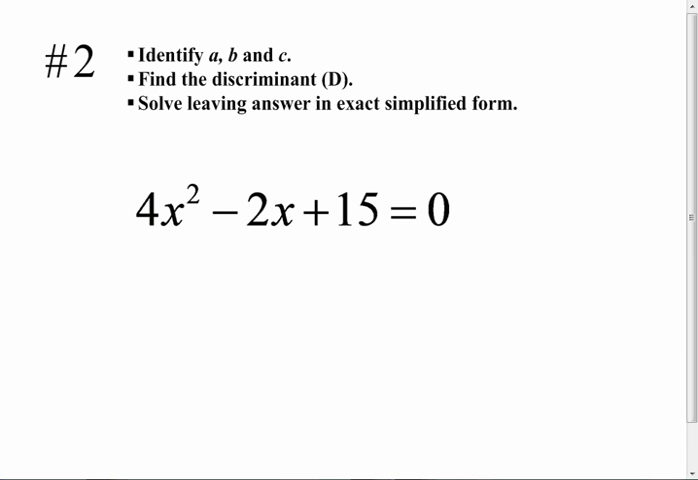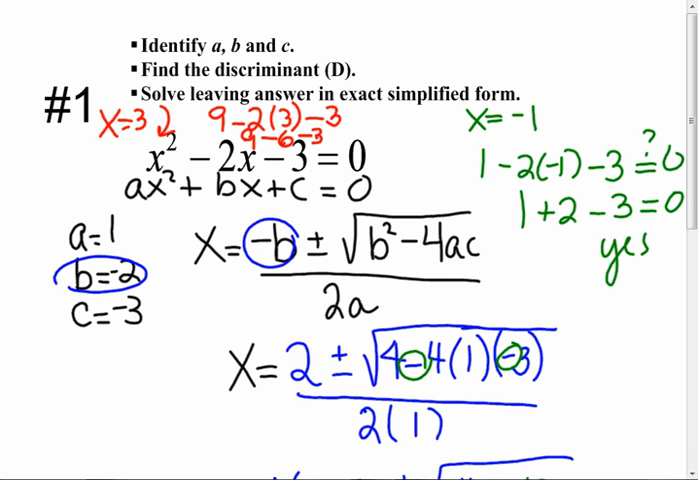Let's try that one. Let's get it set up. What's A? B, negative 2. C is 15. Oh, what was the discriminant in the last one? I forgot to do that. It says find the discriminant. What's the discriminant? It's just the number under the radical. It's 16.